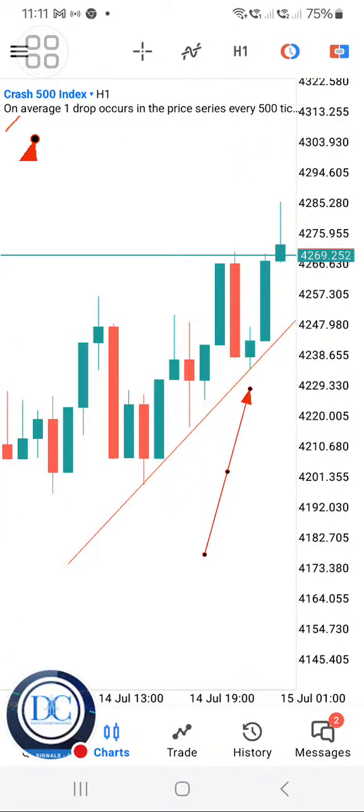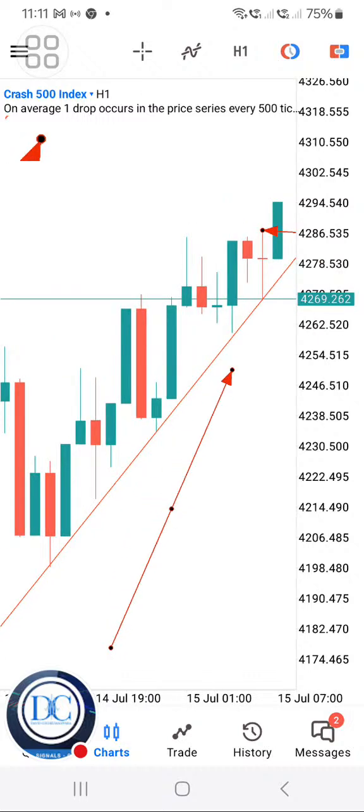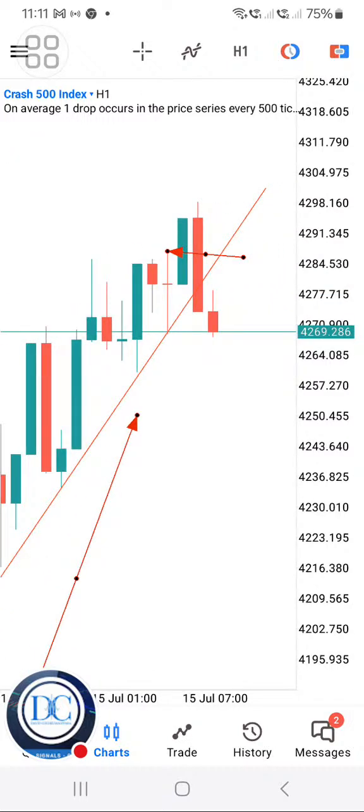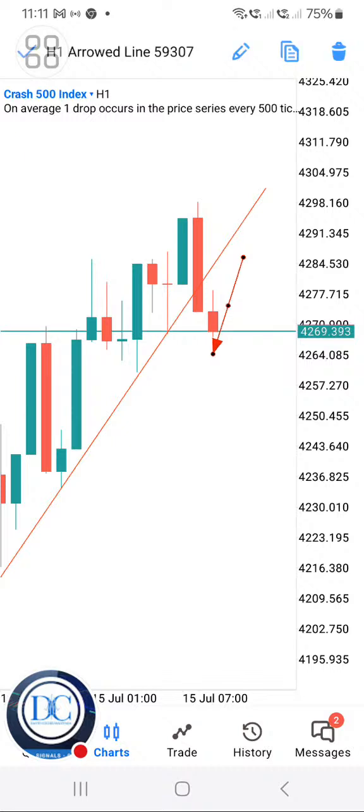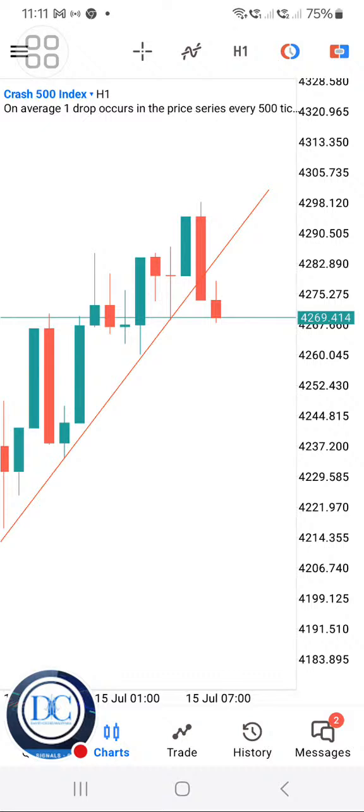We can see 1, 2, 3 touch points and 4, 5. Oh, we can see price was reacting with that particular trend line, and here there is a candle that closed on the H1 below the trend line, and we can see this one is also showing some signs of bearishness. So I think CRASH 500 is ready for a sell.